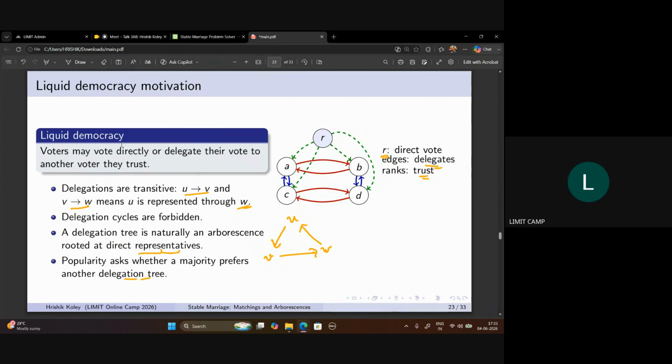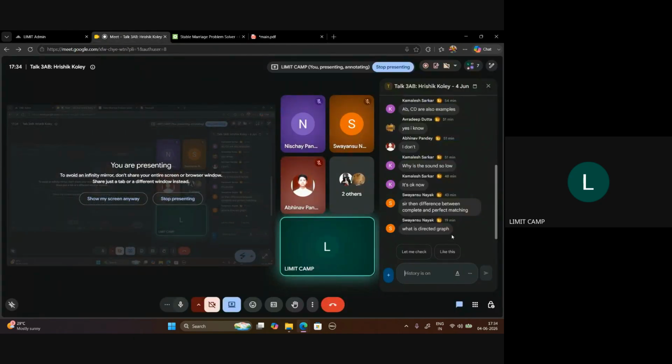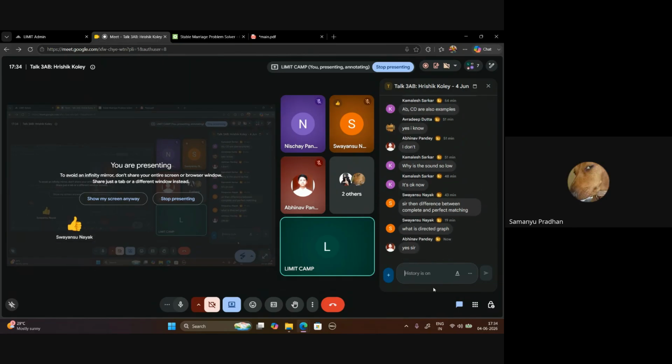So till now, is the arborescence idea clear? Or the popularity in arborescence idea clear? Yes, sir, it's clear.